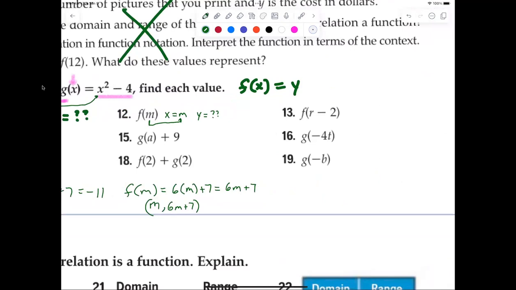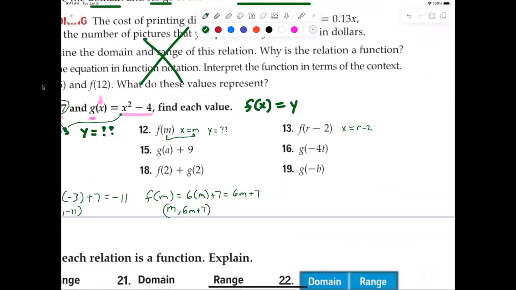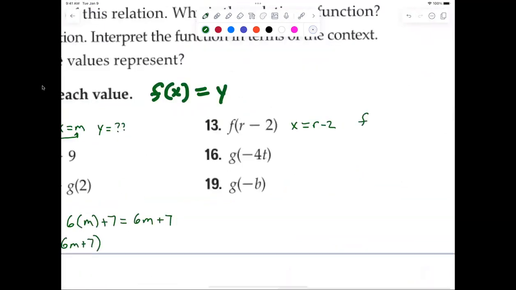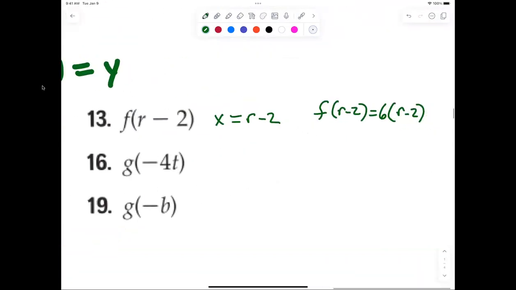f of r minus 2. What does x equal? x equals r minus 2. So I'm going to replace where x is. f of r minus 2 equals 6 parentheses r minus 2, and then what was it? Plus 7. Thank you.